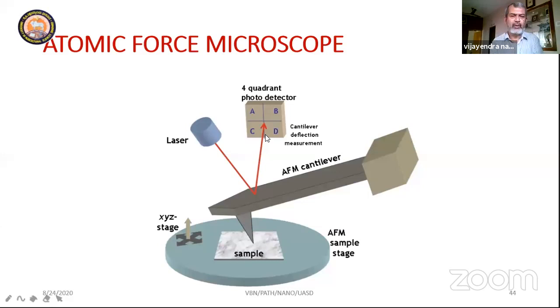So you have the X, Y and Z axis. The smallest movement is going to be detected by the laser, and you are going to find it. So with this background of the atomic force microscope, we have the phenomenon of the particles.